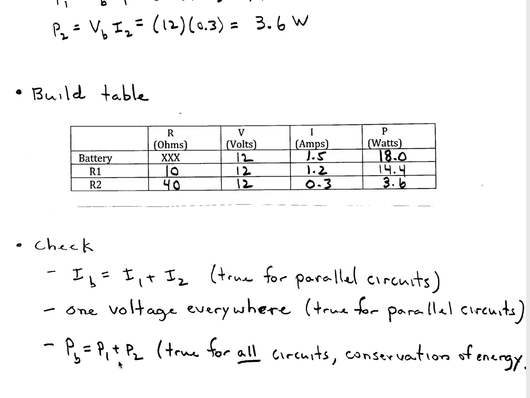The final check, which is true for all circuits and is based on conservation of energy, is that the power from the battery must equal the power used up on the resistors. And sure enough, you can see that the power used on our resistors adds up to the power from the battery.